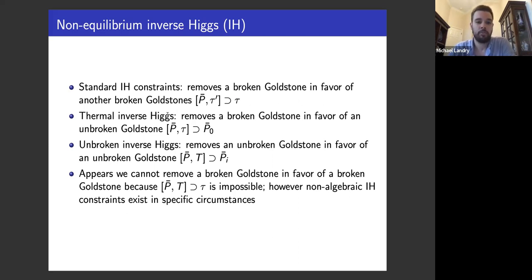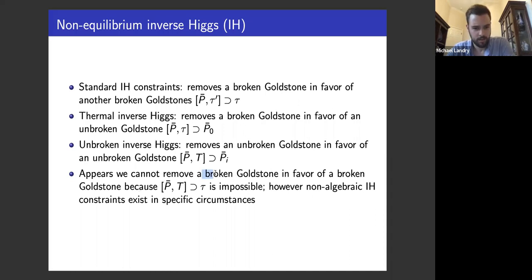I gave them the terms thermal inverse Higgs and unbroken inverse Higgs. So the thermal inverse Higgs is when you remove a broken goldstone in favor of an unbroken goldstone. And this happens when you have a commutator that gives rise to an unbroken translation generator. Unbroken removes an unbroken goldstone in favor of another unbroken goldstone, where you have this commutator of P with some unbroken generator gives another unbroken translation generator. And then it appears that we can't ever remove a broken goldstone in favor of an unbroken goldstone.